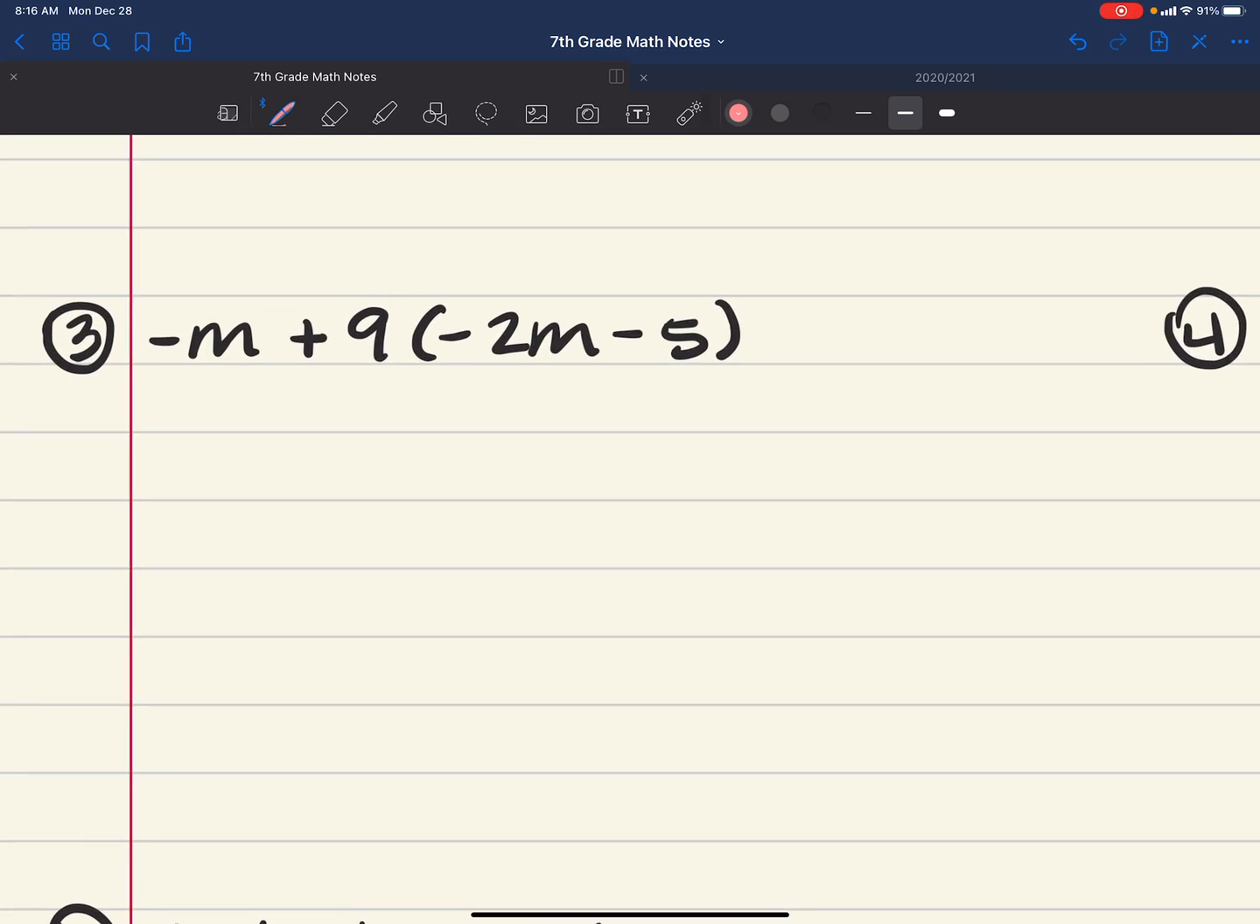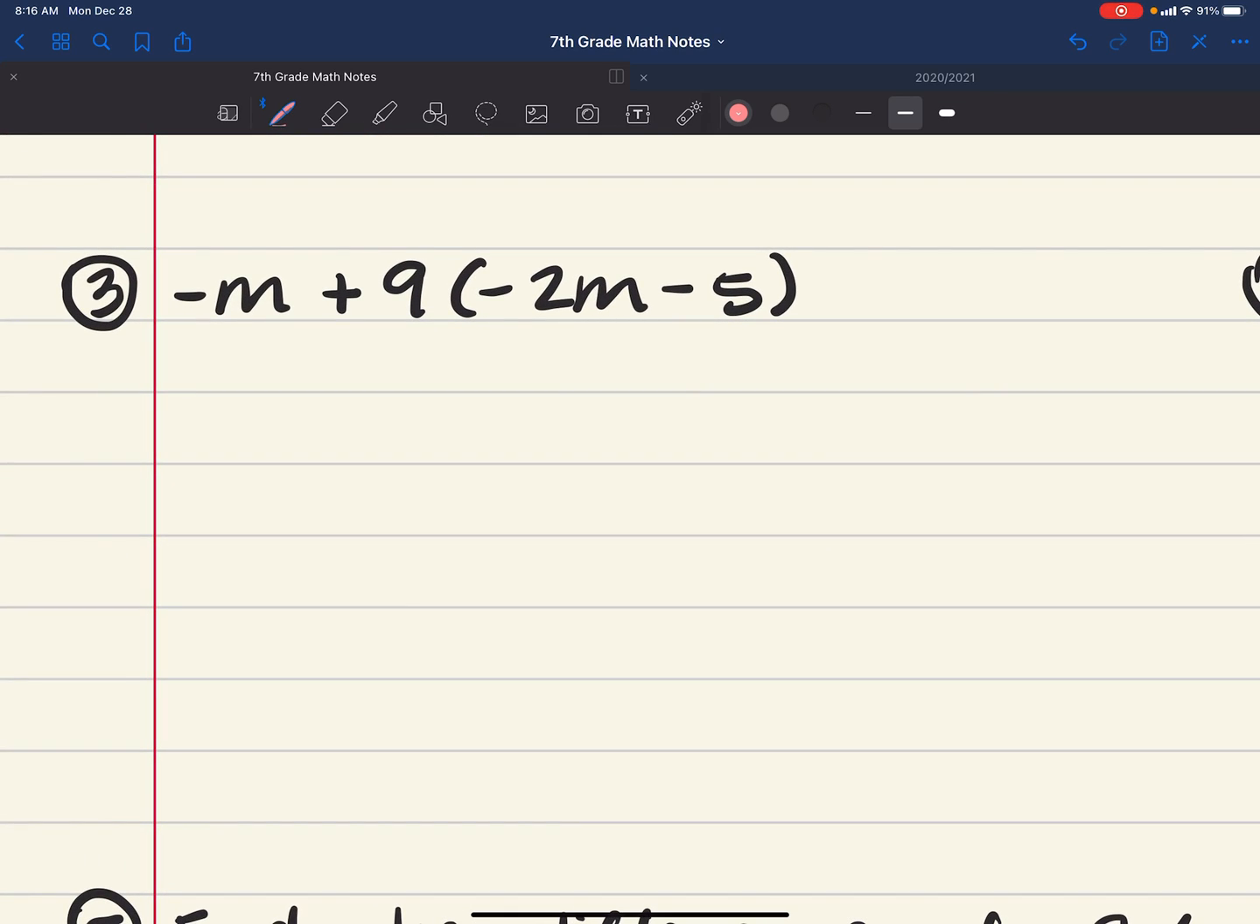Okay, number 3. My expression is negative m plus 9 times the difference of negative 2m and negative 5, or the difference of negative 2m and 5. So I am distributing just 9. I'm not circling the positive because it just means it's positive. I circle a negative to make sure I remember to apply my negative rules.